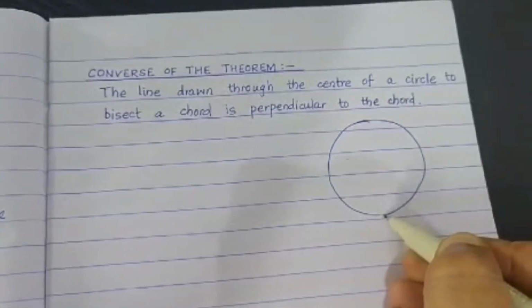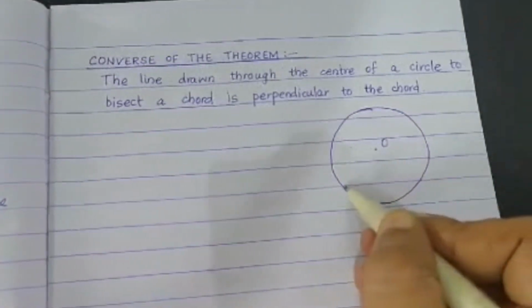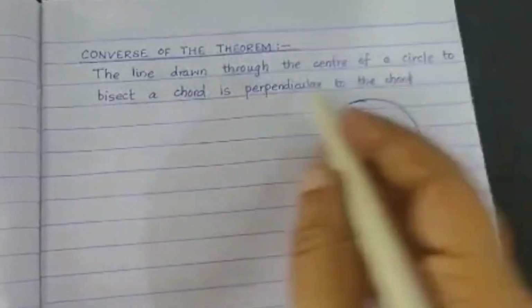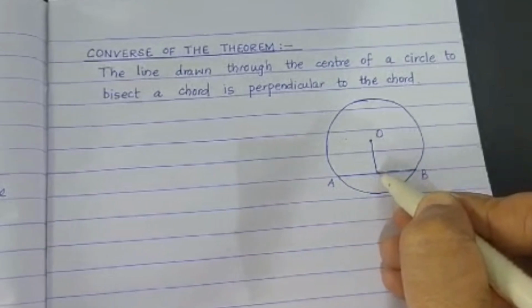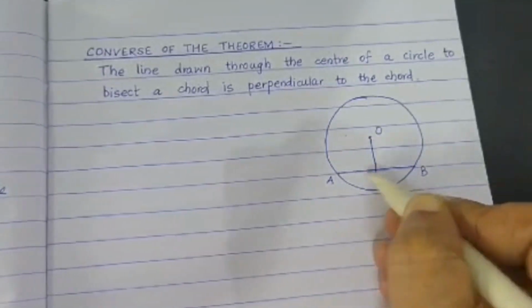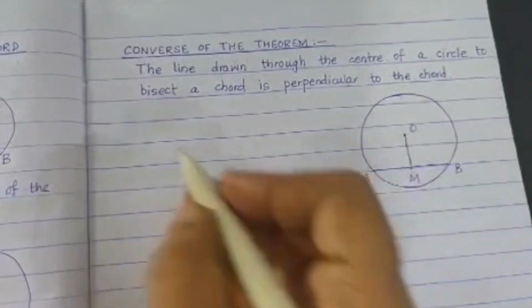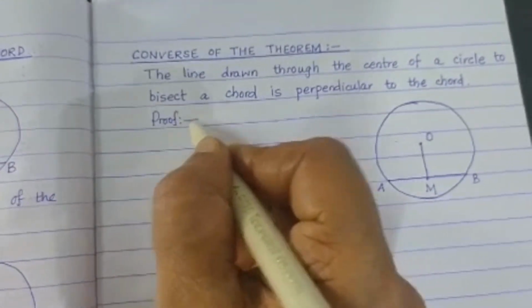It will help us to visualize. So let us suppose this is the center and this is the chord AB. The line drawn through the center of a circle to bisect a chord, that means it is bisecting the chord. Let us suppose this is M. Now we have to prove that this line is perpendicular. So we will see the proof of this theorem.